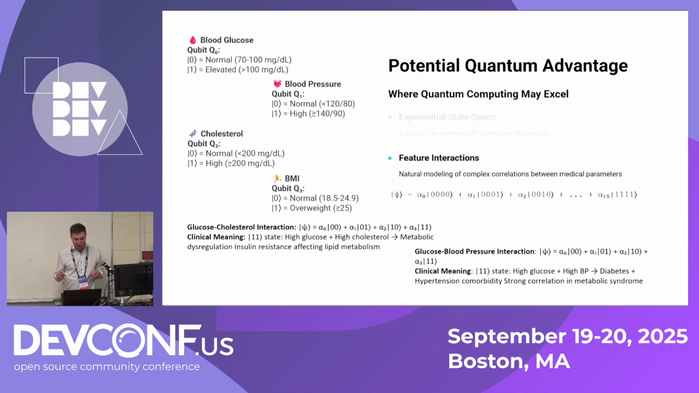So you have that many states, and what you can do is model the interactions. So here on the bottom, I'm showing you what specific states would mean. Like in the case of bottom right, it's high glucose, high blood pressure, and that can basically mean that the person has diabetes, plus they might have a hypertension comorbidity. So that's the example where at the same time you're tracking different interactions between the variables.